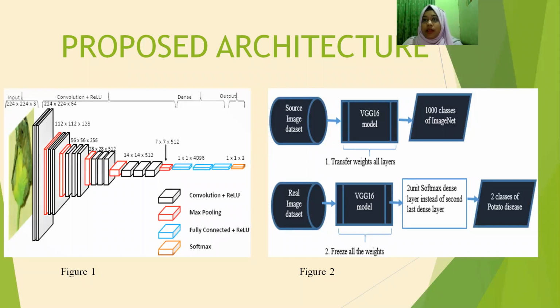Proposed architecture: figure 1 shows the VGG16 and figure 2 shows the VGG16 customized for the research system. Here in figure 1, a late blight digital image is selected. Then two convolution layers are followed by a pooling layer, and this pattern is repeated two times. Then three convolution layers are followed by a pooling layer, and this pattern is repeated three times. Then the output layers follow. Output layer means dense layer.